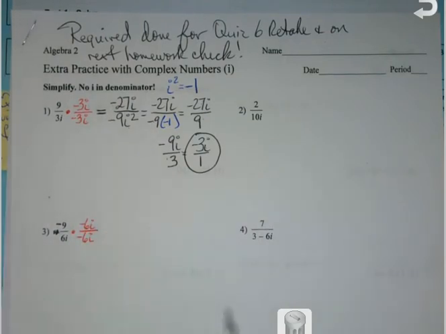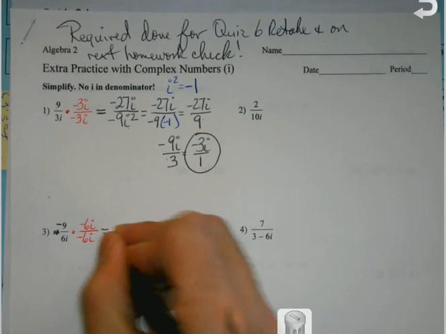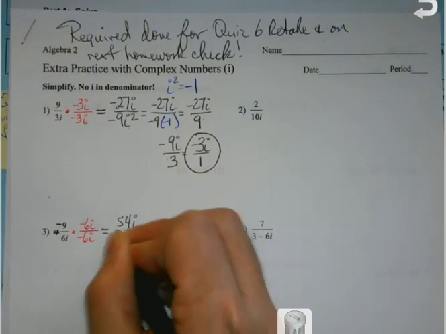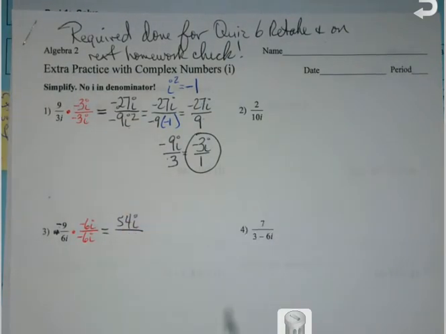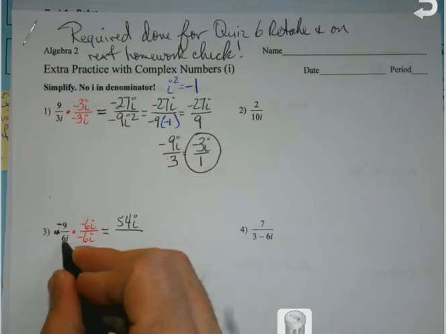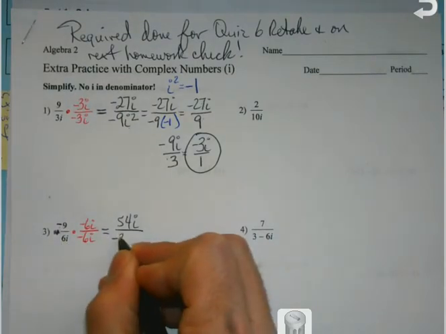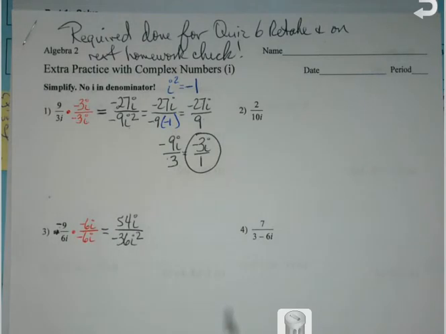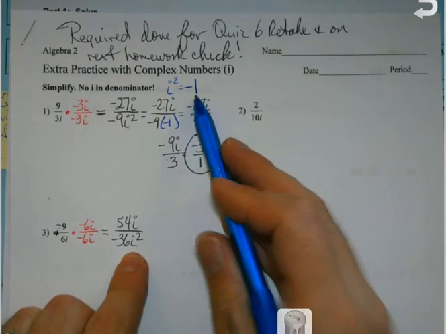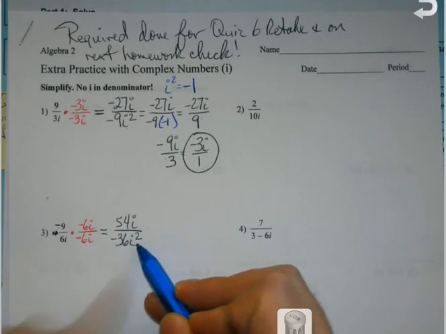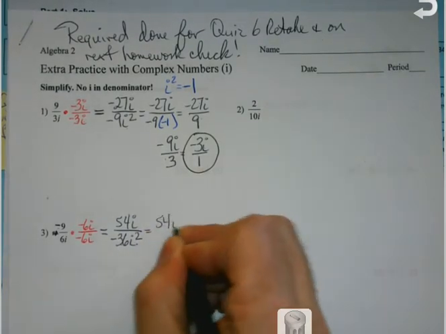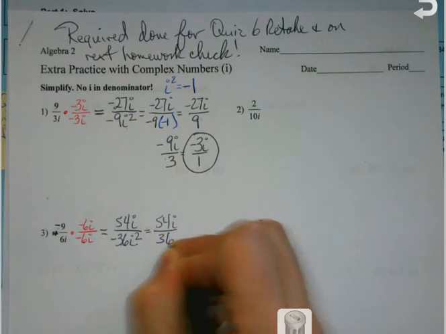Multiply through. Negative times negative is positive. Don't lose my i. 6 times negative 6 is negative 36 i squared, but I remember, oh yeah, i squared is negative 1. So this is negative 36 times negative 1, which is 36.